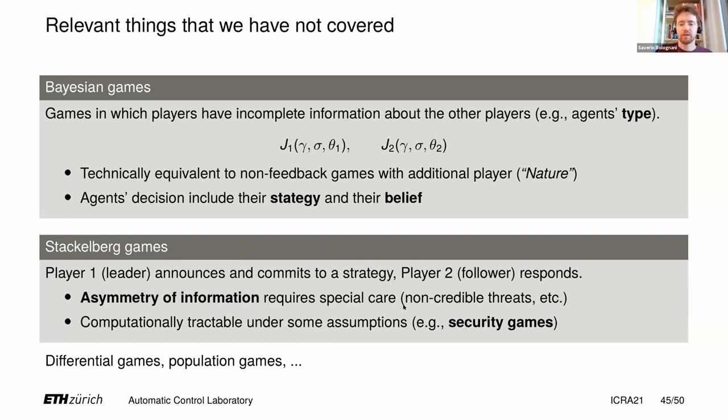It requires some special care if you want to study them. For example, the concept of non-credible threats, like what happens if player two has a strategy, but then it's clear to both players that player two would actually not stick to the strategy committed to if player one makes a certain decision. You can create these strange constructions. But the good thing is that this is computationally tractable under some assumptions.